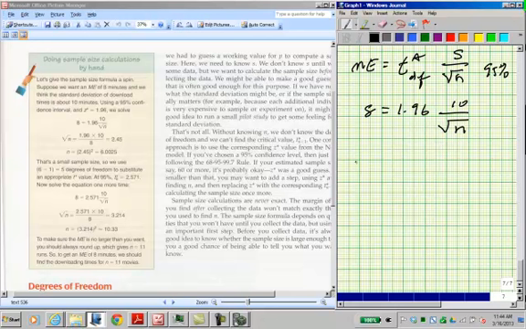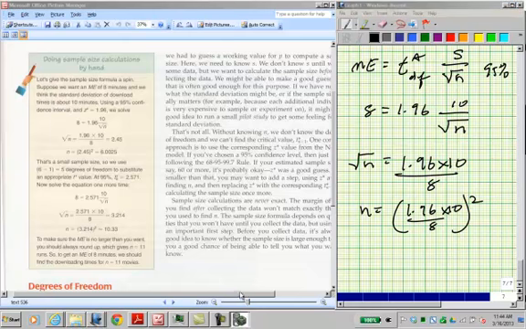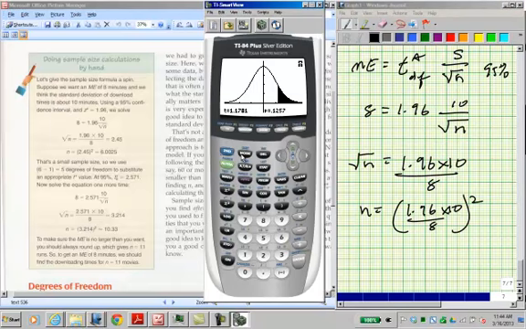So the square root of n equals 1.96 times 10 divided by 8. So n equals 1.96 times 10 divided by 8, squared. So let's just do that in the calculator. Let's clear this. So we got 1.96 times 10 divided by 8, close parenthesis, square it.